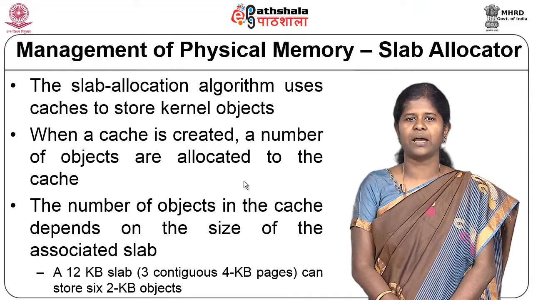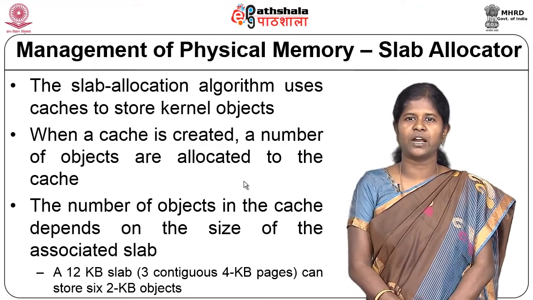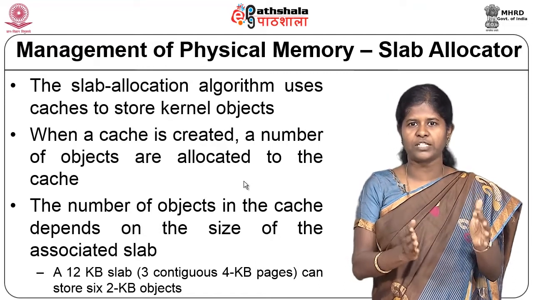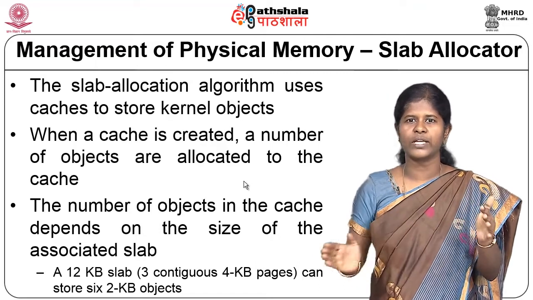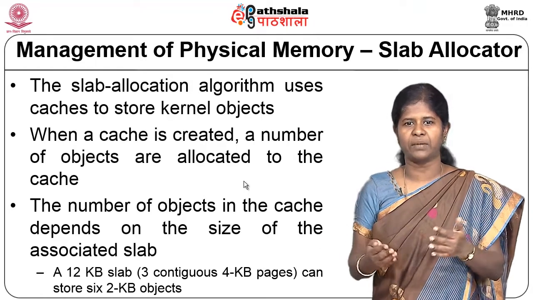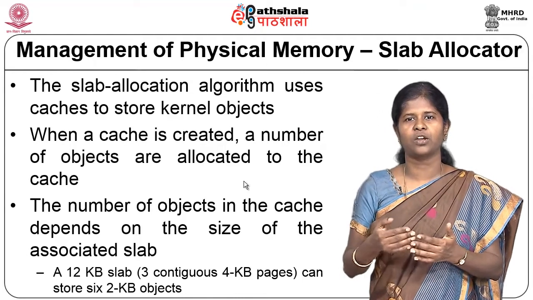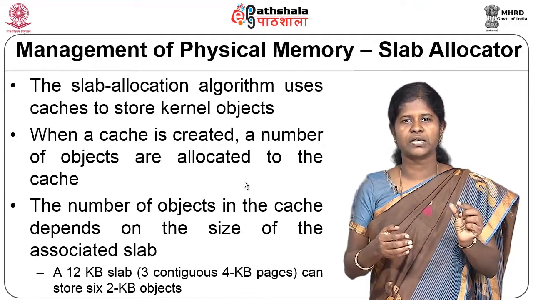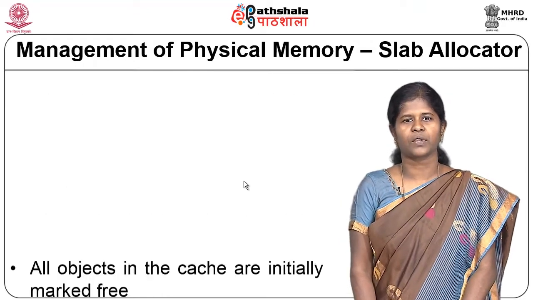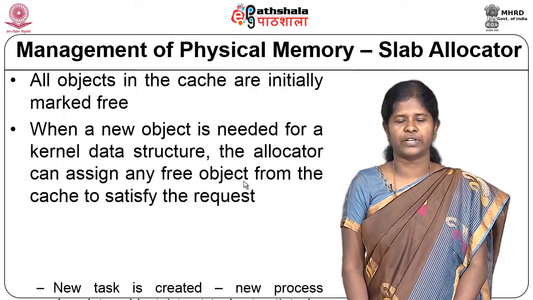The 12 KB slab comprises 3 contiguous pages put together. Each will be of 4 KB size. You have a page of 4 KB size, and 3 such contiguous 4 KB pages will be put together to form a slab. So, it will be of 12 KB size, and in this 12 KB you will put 6 objects, because each object is of size 2 KB. And all the objects in the cache are initially marked as free.